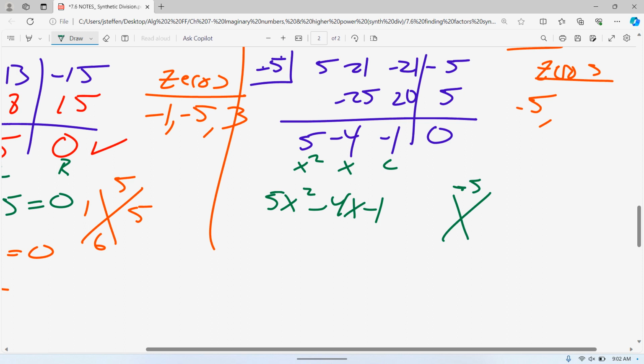5 times -1 gives factors of -5 that add up to be -4. The only factors of 5 are 1 and 5. So which one gets the negative? It's got to be the -5 since 1 plus -5 is -4. You get x plus 1, x minus 5.